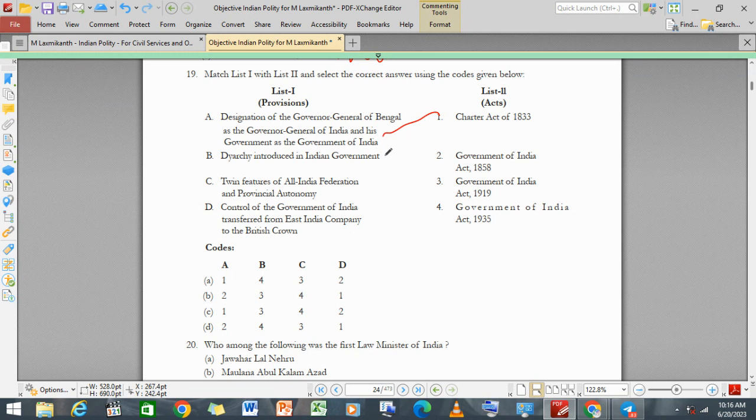Then, diarchy introduced in the Indian government, not the provincial government. It came in the Government of India Act of 1919, diarchy at the center, by Montagu-Chelmsford. The twin features of All India Federation and Provincial Autonomy came later in the Government of India Act 1935. Only one option is left, but let's read it: control of the Government of India transferred from the East India Company to the British Crown. That was 1858, given on the very first. So the answer is C.